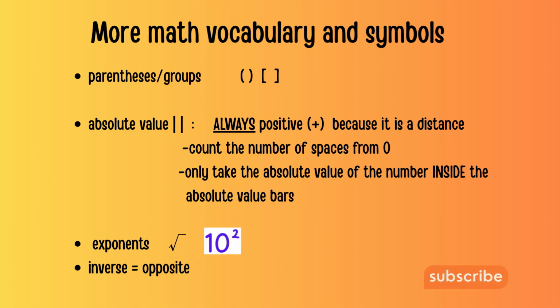As you learn more math, you may see parentheses and groups, and these are the symbols for those. Or you may have to figure out the absolute value, which looks like 2 bars together. One thing to remember is the absolute value of a number is always positive because it is a distance. You would count the number of spaces from 0, perhaps on a number line, and then only take the absolute value of the number inside the absolute value bars.